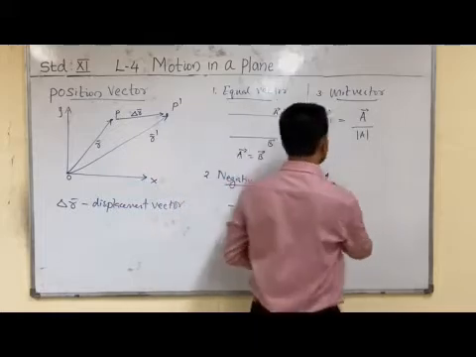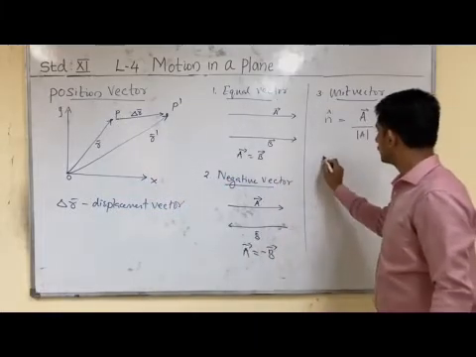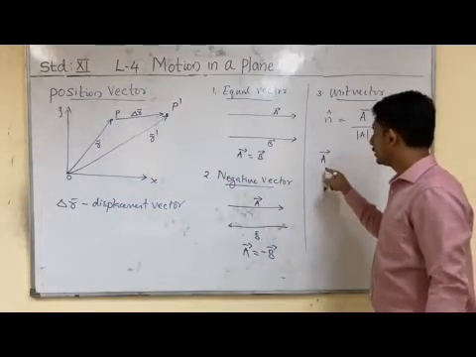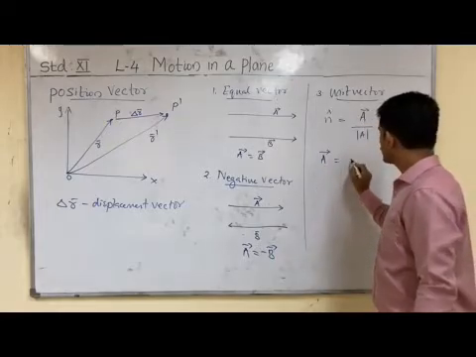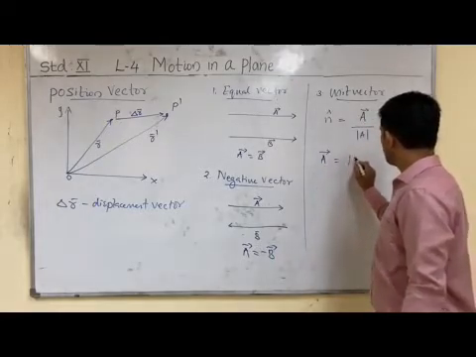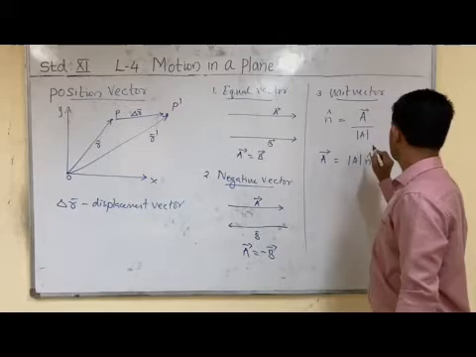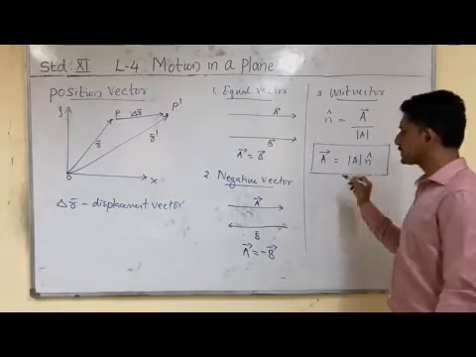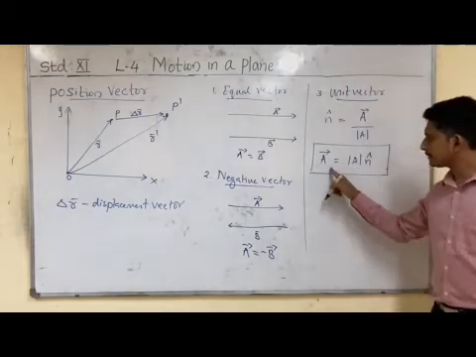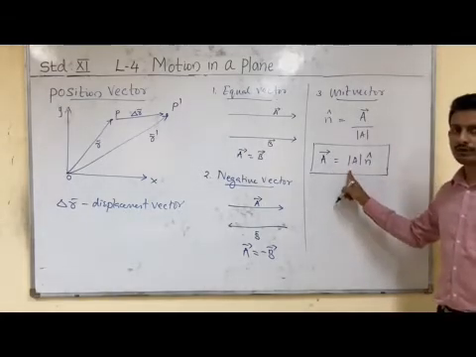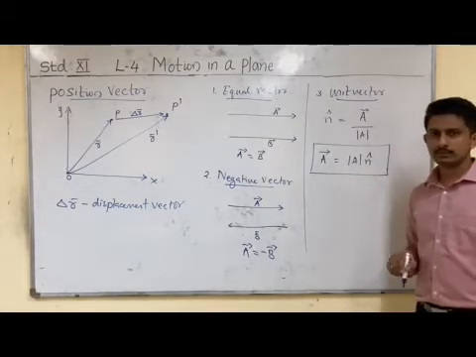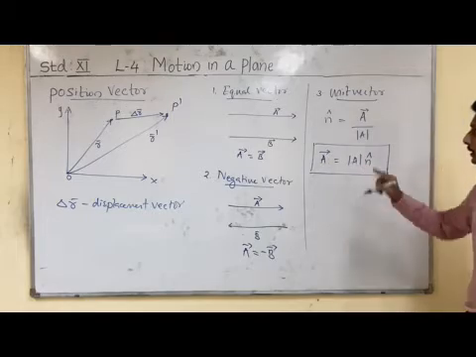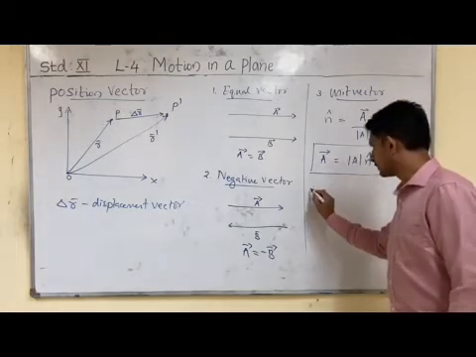That means from this it is clear we can represent a vector in terms of a unit vector. So a vector is represented in terms of a unit vector, that means magnitude of the vector into unit vector. This is an important relation for how to represent a vector. So this is the way we can define the unit vector.